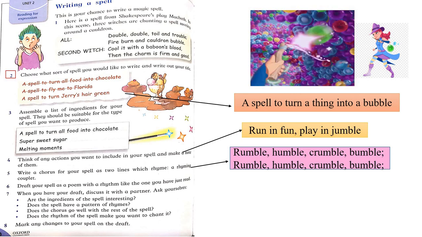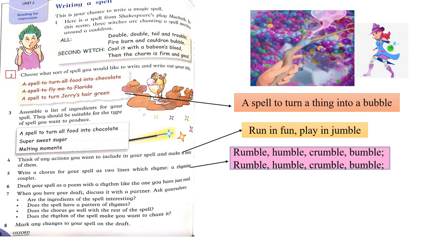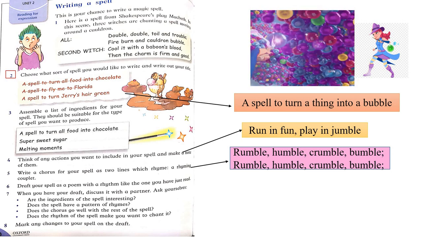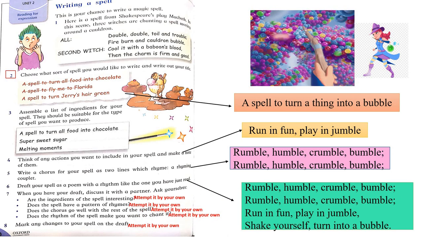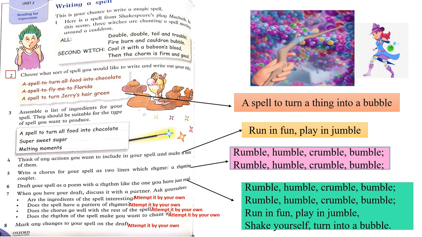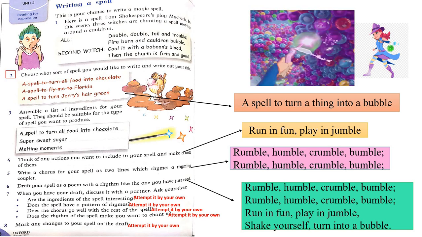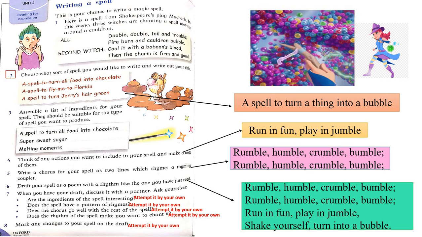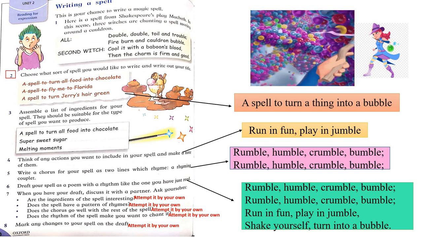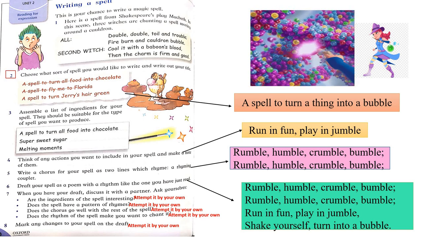On question number 1, there is a spell I have already told. Here on question number 6, students are supposed to draft their own magic spell. I have drafted my own magic spell: rumble, humble, crumble, bumble. Run in fun, play in jumble. Shake yourself, turn into a bubble. The seventh question is, when you have your draft, discuss it with a partner, ask yourself. The rest of the questions are supposed to be attempted by the students.